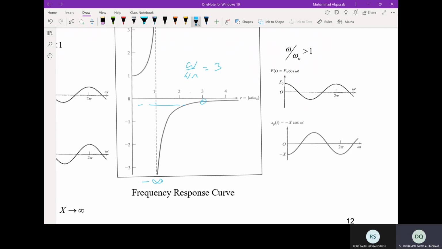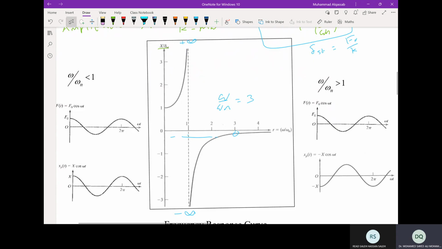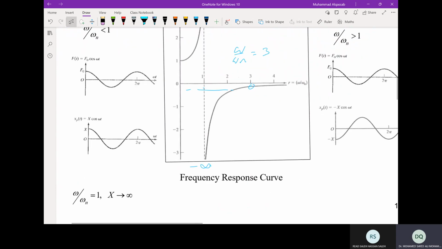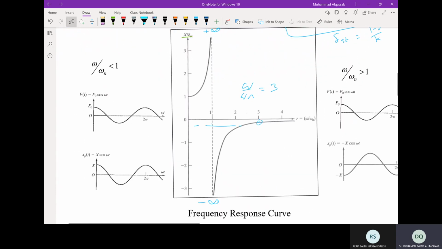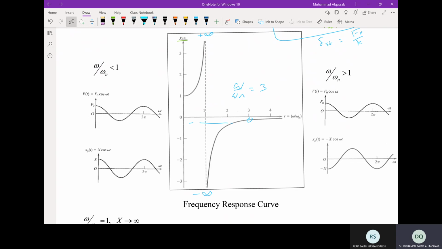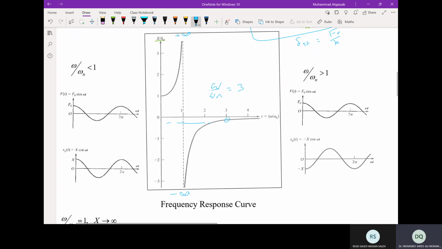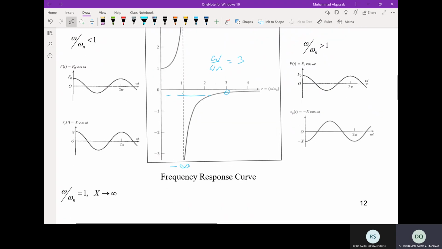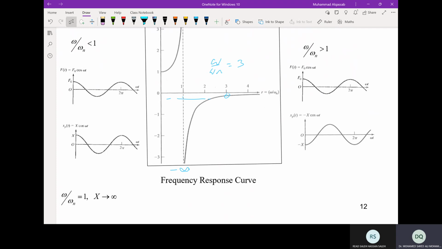So the particular solution alone, the amplitude is only related to the frequency. Okay, so for the 3 cases we discussed before, for the range of omega over omega n, we have omega over omega n less than 1, omega over omega n equal to 1, and omega over omega n greater than 1. And let's see what happened in those ranges.